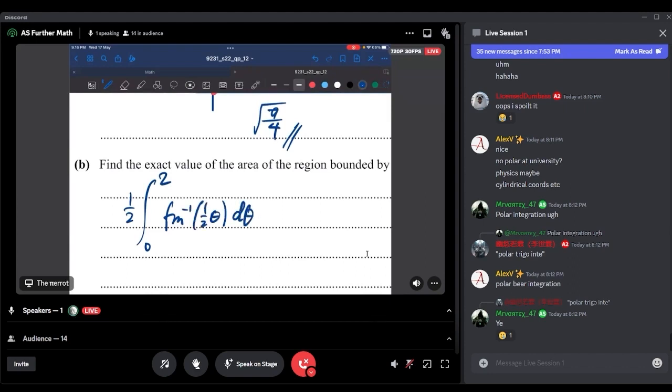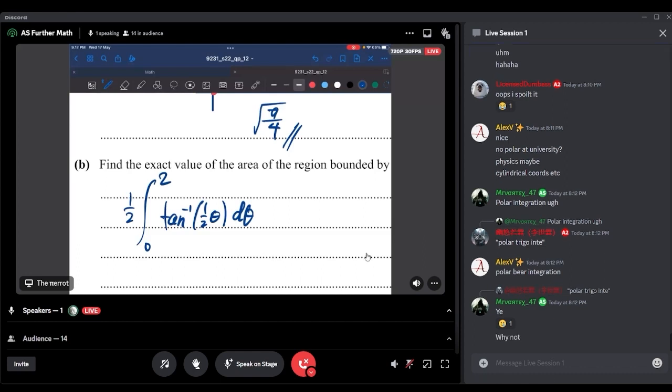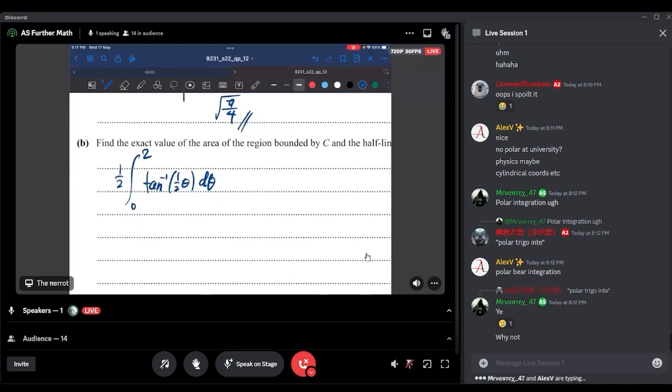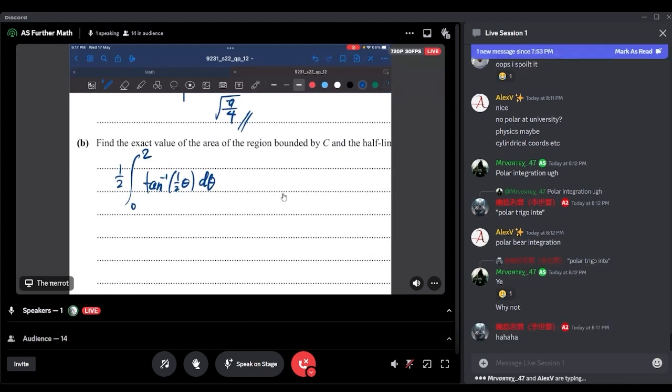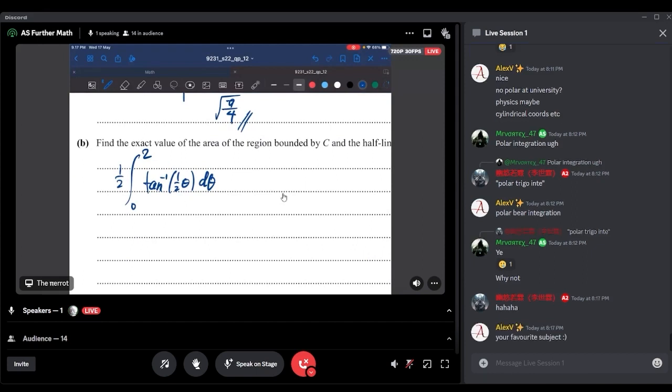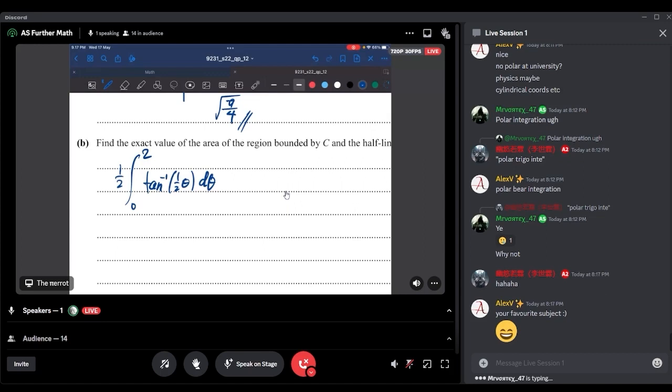Do you want me to evaluate it? Or can you do this by yourself? Do you guys know how to integrate a tangent inverse, right? Why not? Well, the only reason why not is because I'm lazy, but if you want, then I don't mind. Just because I like integration doesn't mean I like to integrate these kinds of functions. It's very tedious. But all right, fine. I'll do it.